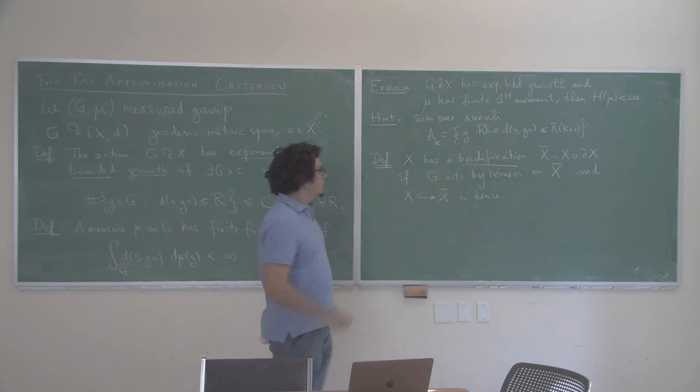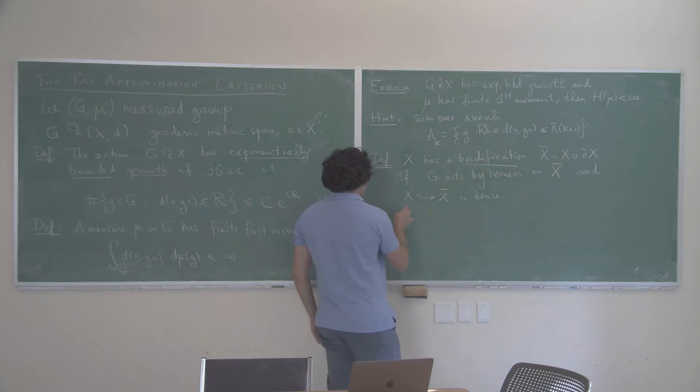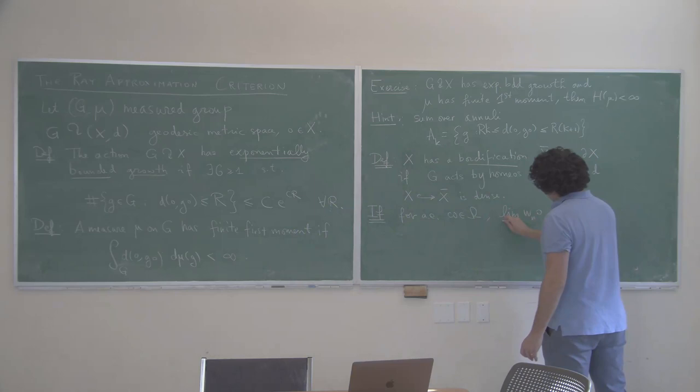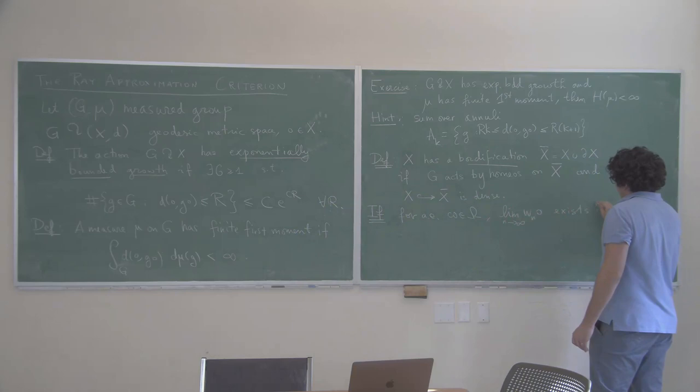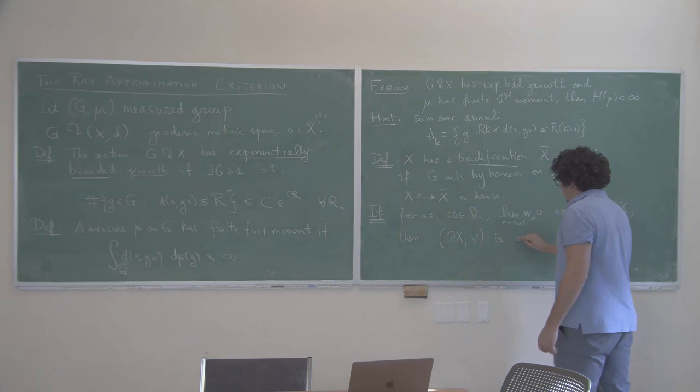Okay, and so the setting again: if we know that for almost every sample path omega, the limit exists in the boundary, then we already know that the boundary of X with this mu is a mu-boundary.